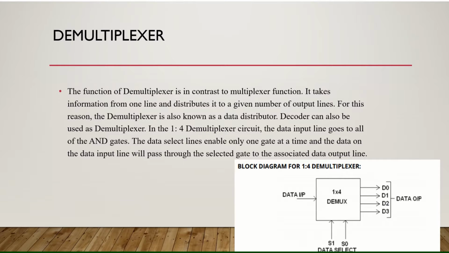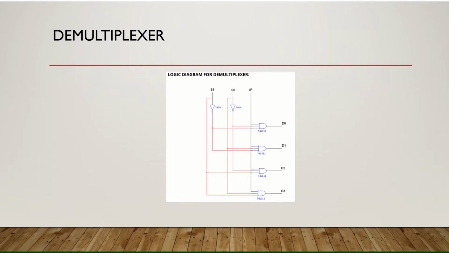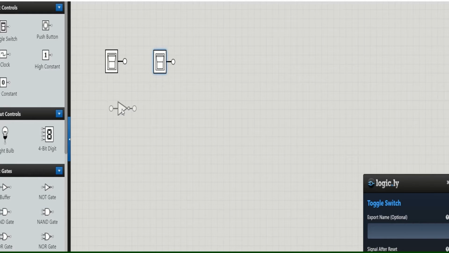In the 1:4 demultiplexer circuit, the data input line goes to all of the AND gates. The data select lines enable only one gate at a time, and the data on the data input line will pass through the selected gate to the associated data output line. This is the block diagram for the demultiplexer. Here's a logic diagram and truth table.